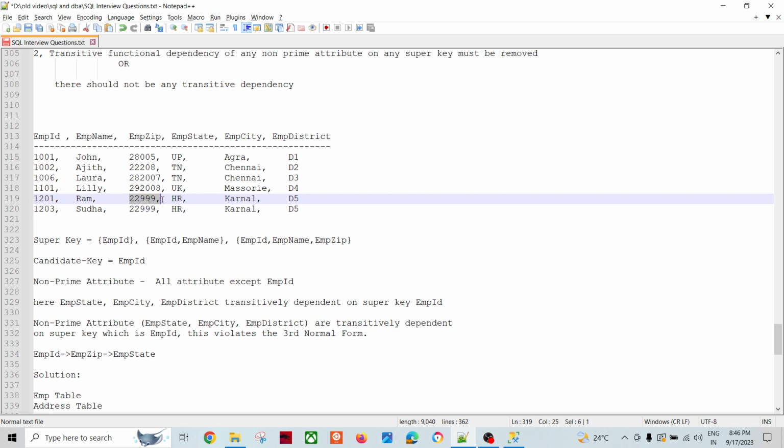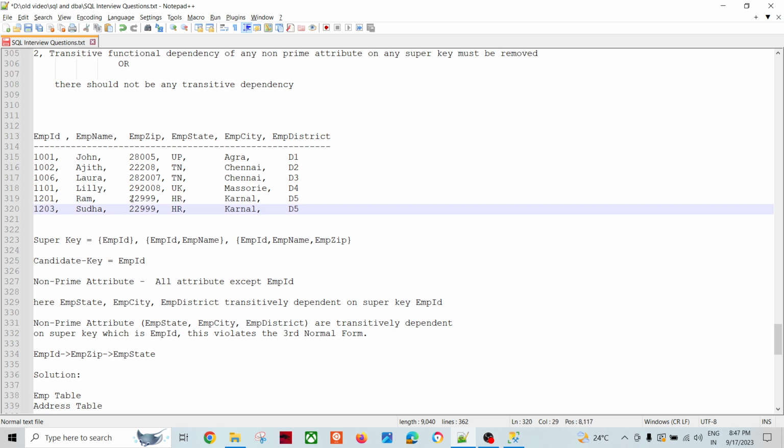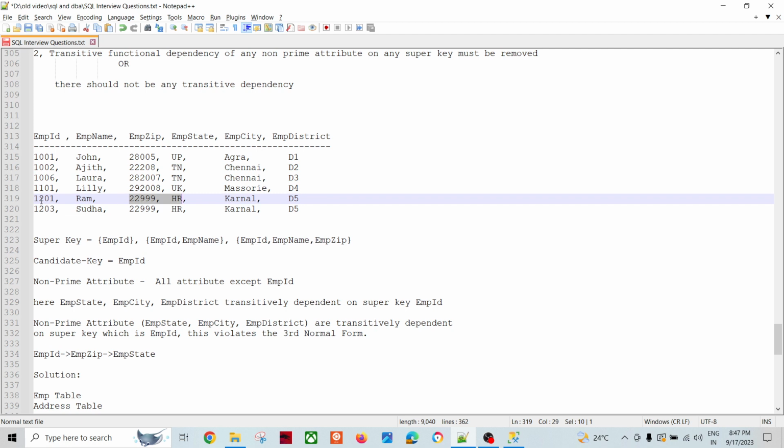So I cannot say what this record is basically. I need to go to the employee ID. The thing is, the employee state is determined by the employee zip, while looking at the employee, I can say it is in HR, Haryana, right? But because the employee state is determined by the employee zip, and the employee zip is determined by the employee ID, there is a transitive functional dependency over here.